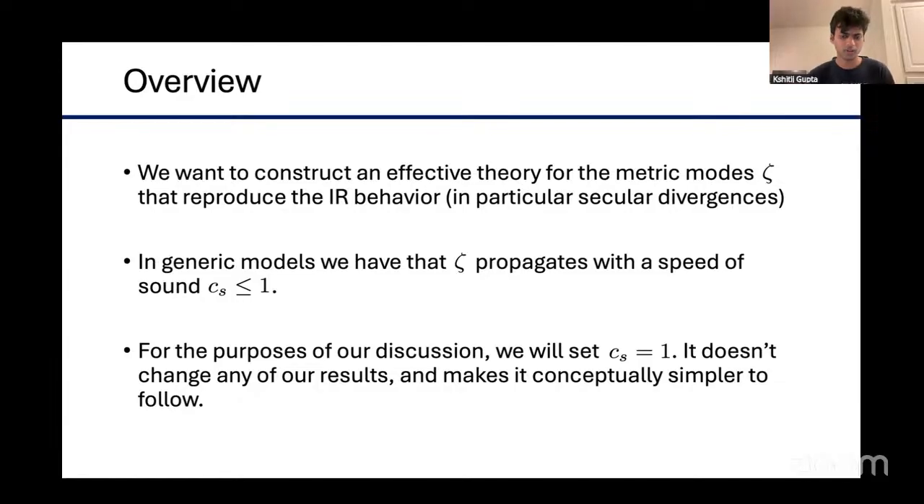In generic models, zeta usually propagates with the speed of sound, c_s, which is any value less than or equal to 1. But for the purposes of our discussion, we can just set c_s to 1 because it doesn't change any of the results. We have the generic c_s results in our paper, but it will just make the discussion a lot simpler to follow.